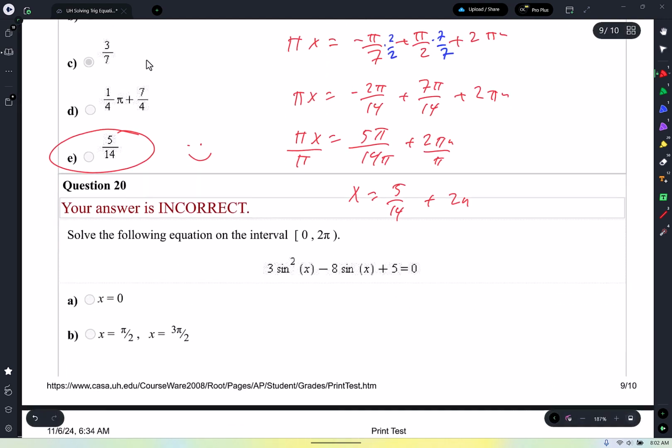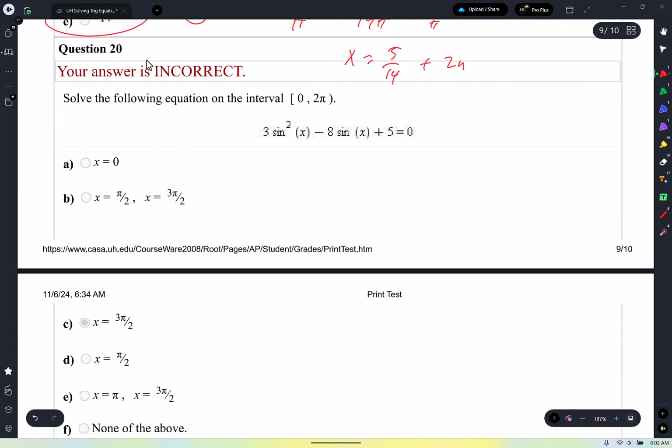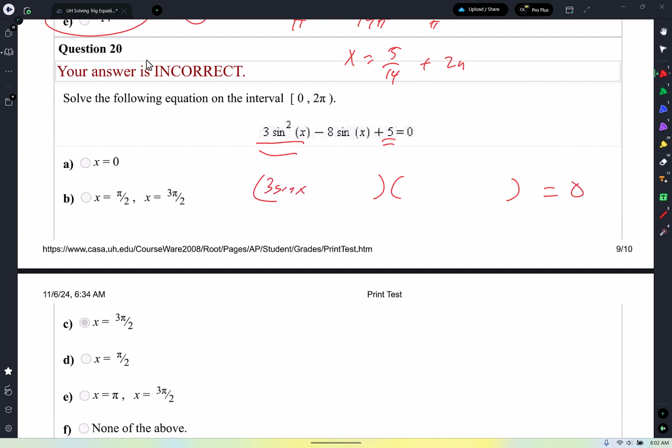All right, last question. Whenever you get something like this, there's only one way to get a 3, and only one way to get a 5. I would do guess and check because that's the easiest way. The only way to get 3 sine squared is 3 sine times sine. Now, don't write this down because maybe it's wrong. I'm going to try to mess it up on purpose.